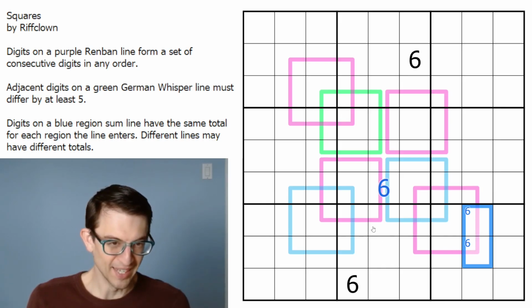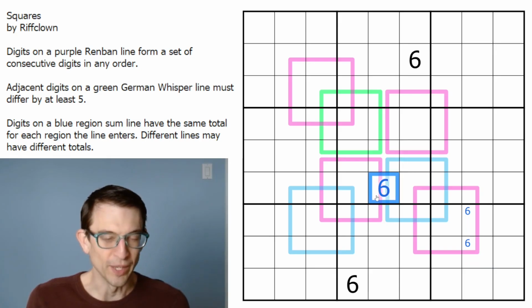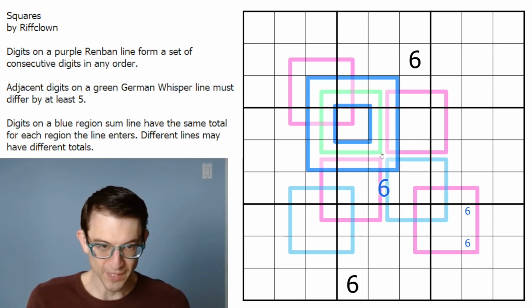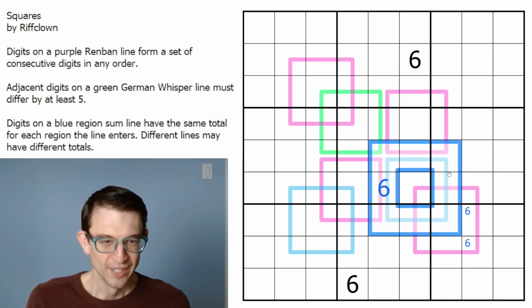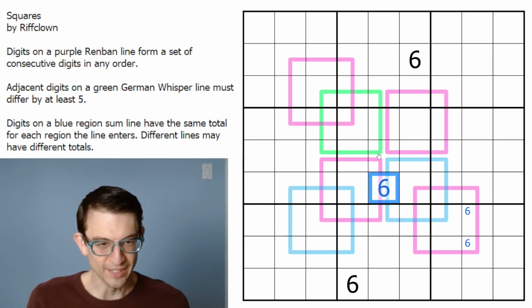But I think that is all I'm going to get here. I don't think I can do anything in the whisper lines. And immediately I should have thought about this region sum line. Region sum lines tend to be good places to start if you've got mixed clue types. Region sum lines will usually give you something good to start with, and here is not an exception.